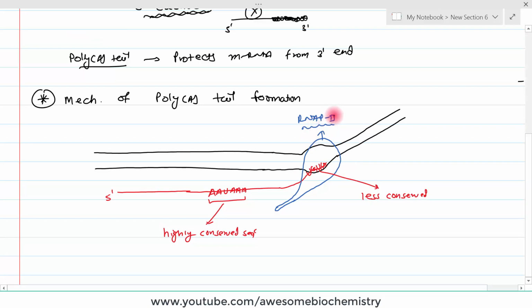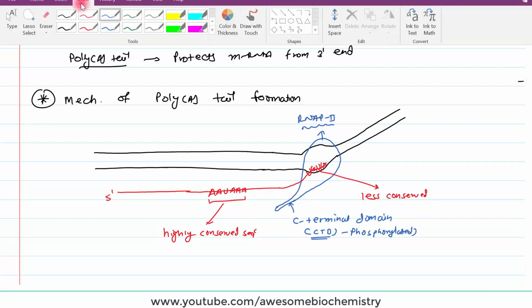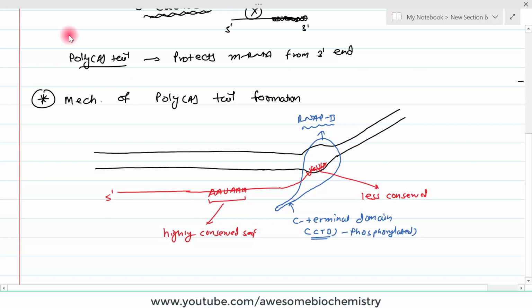In this RNA polymerase II, this tail-like structure is the C-terminal domain of RNA polymerase II. It goes by the short form CTD, and this CTD is phosphorylated. In the phosphorylated state, this C-terminal domain binds with one protein known as RTT103.